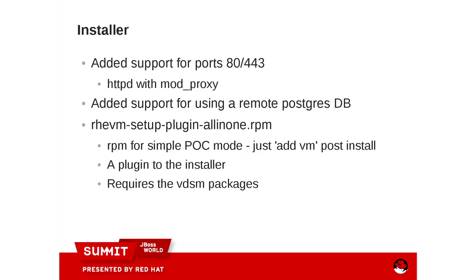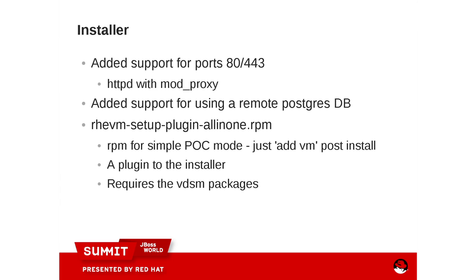We made some improvements to the installation process. The installation process is a script that you run, asks you a few questions, and installs everything on the product. We now support the default HTTP and HTTPS ports. We do that by doing an Apache mod proxy front-ending JBoss, so now we can use those lower ports. We added support for remote Postgres database. A lot of customers asked us to be able to install the engine and the database on two separate machines, sometimes for better performance and scalability, sometimes because there's a DBA managing and maintaining that database. So now you can install the engine on one server and the database on another one.